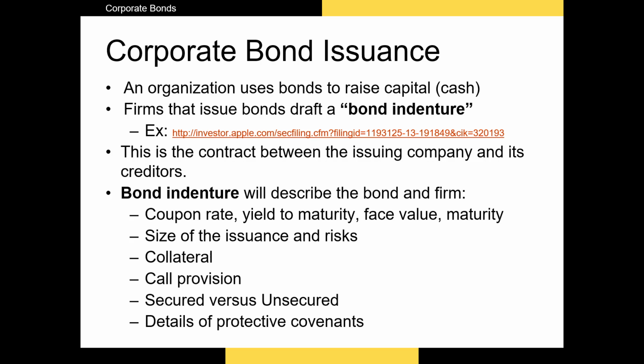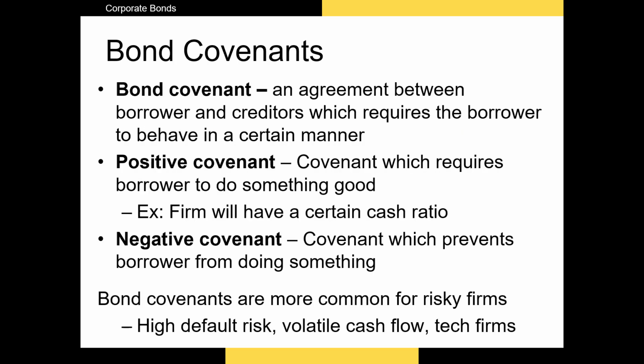The indenture also details the bond's coupon rate, its yield, its face value, and its time to maturity. It will also identify exactly how many bonds are being issued with that particular issuance. It'll detail whether the bond is secured by any assets in the case that the firm misses a coupon payment, and finally, it'll detail any additional characteristics associated with the bond. For an example of this, the link that you can see here right now is an example of one of Apple's corporate bonds. Now let's dive into bond covenants.